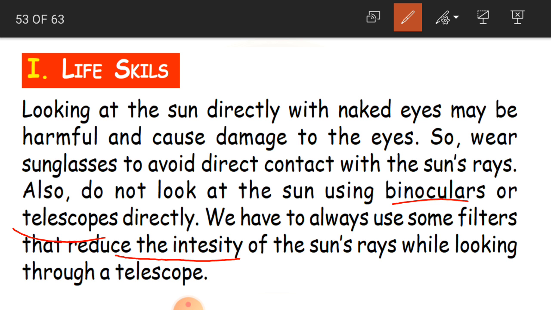That intensity is reduced when you use filters with instruments like binoculars and telescopes. Just as sunglasses protect our eyes, the filters protect our eyes through binoculars and telescopes when we experiment with seeing the sun rays directly. Clear, children?